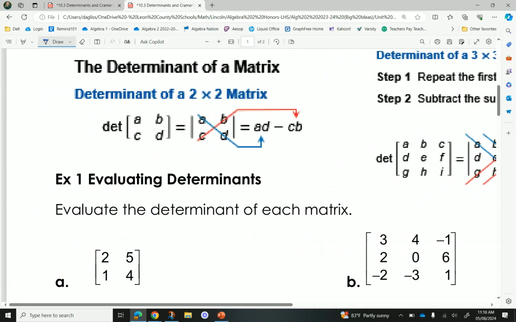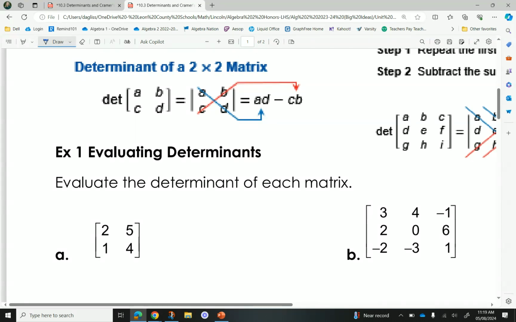Okay. So looking up here, if I have a 2 by 2 matrix, A, B, C, and D, what you do is you multiply A times D, that's that downward diagonal, and you subtract from it your upward diagonal, which is going to be C times B, okay? You always subtract them. So if C times B is a negative number, you will add because you'll be subtracting a negative, okay? So watch out for that. It's little things that get you guys sometimes.